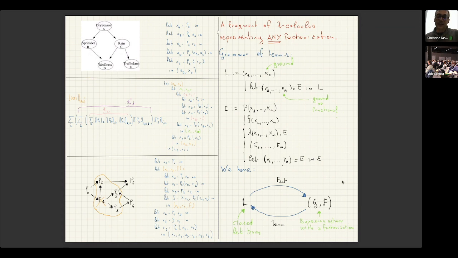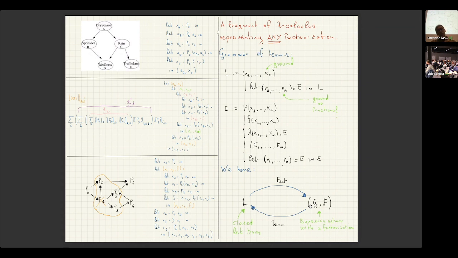What you can prove is that if you have any factorization on the Bayesian network, well, it can be represented by a closed term in this grammar. And if you take a closed term in this grammar, you can associate it a factorization in a Bayesian network. So this is the first result, but this is not enough for us.